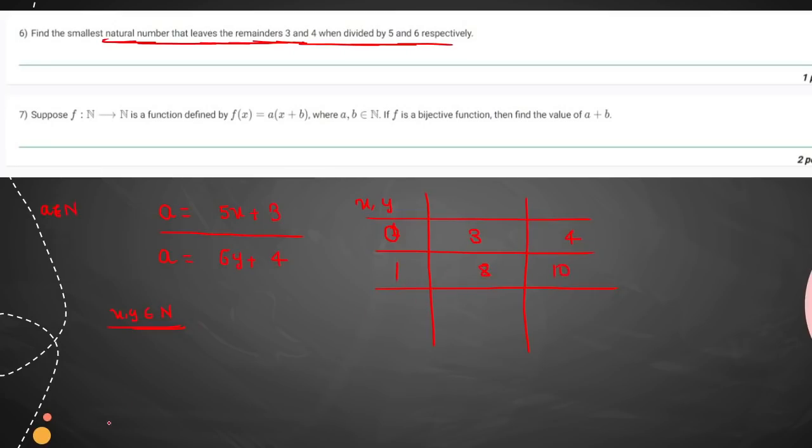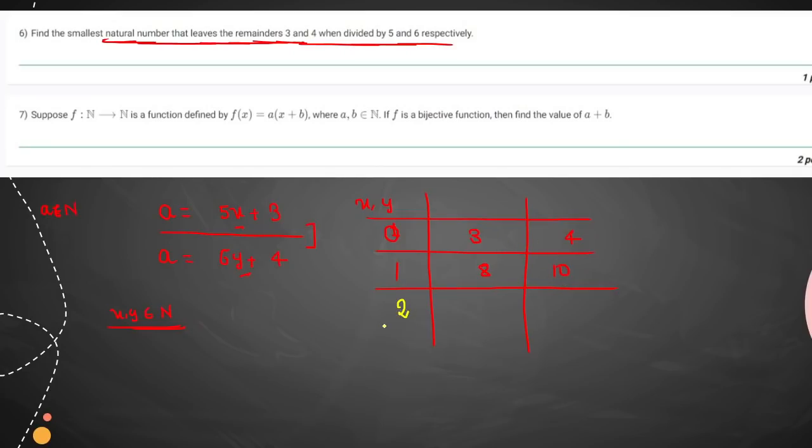So our goal is to substitute x and y here, and find at what x and y these two values will be equal. Once we find that particular value of x and y, then we can easily find the value of a. So for 1 it is giving 8 and 10, so these two are not equal yet.